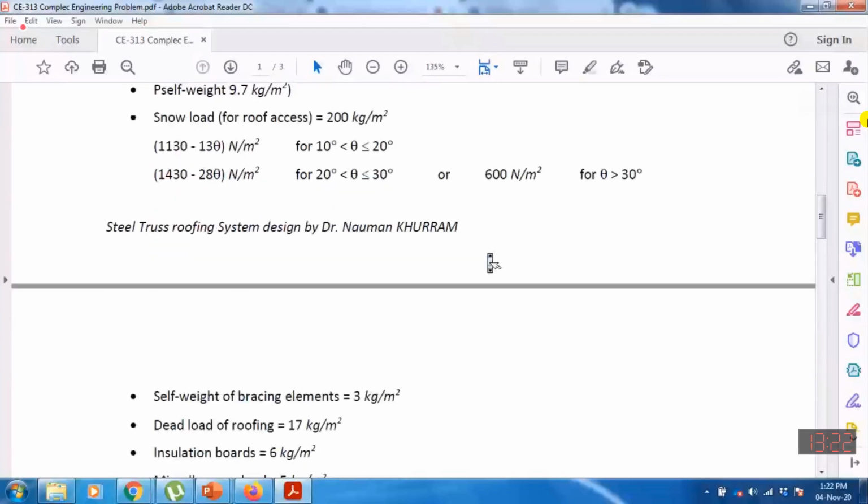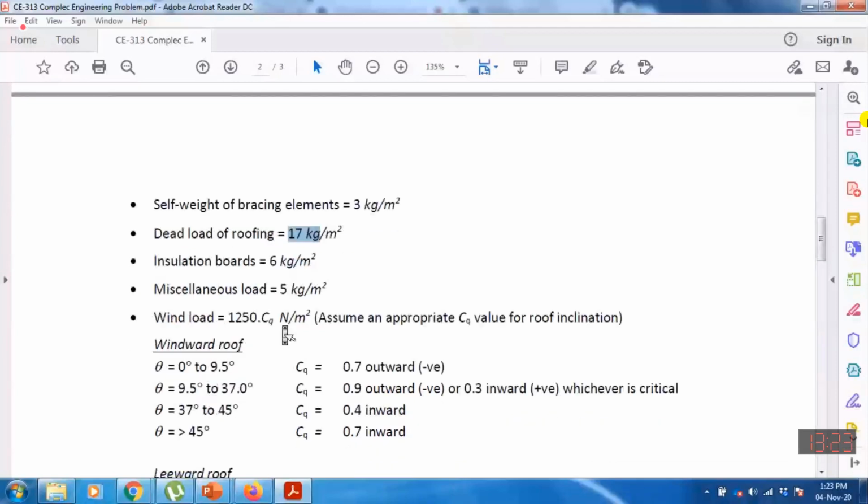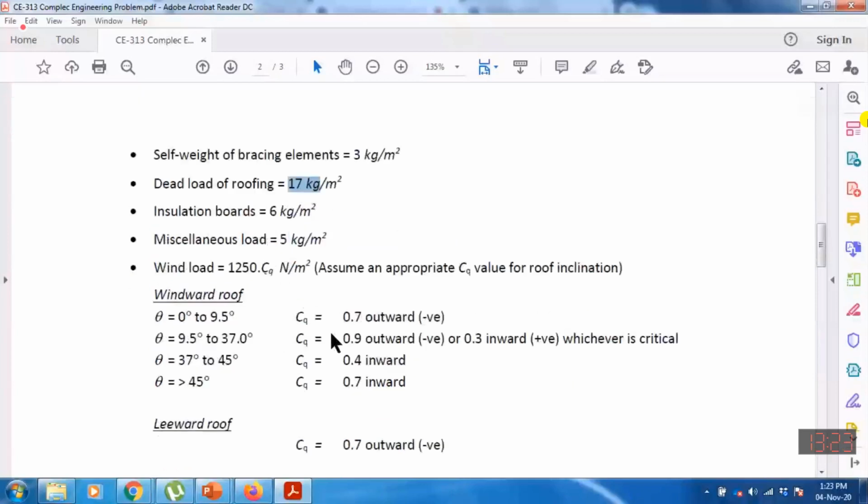Then for the computation of the panel load, you will assume self weight of bracing system 3 kilogram per meter square, dead load of roofing 17 kilogram, insulation board 6 kilogram, and load for miscellaneous is 5 kilogram per meter square. For the wind load computation, you will use the formula 1250 multiplied by CQ. For the CQ value, you can consider it depending upon the inclination of your roofing system.